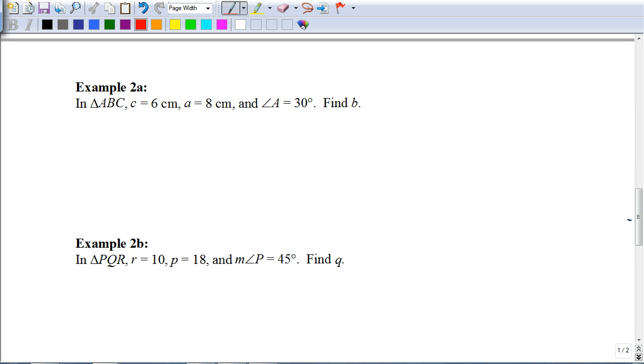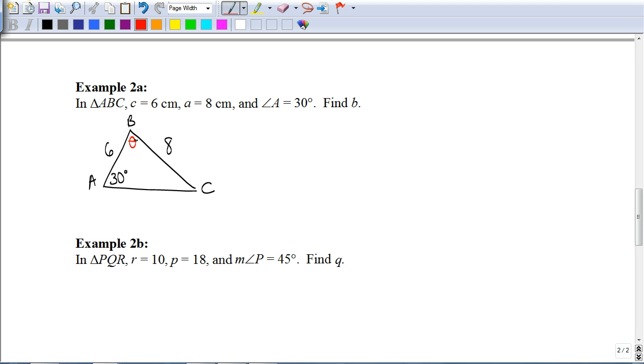Okay, let's try this one. It says in triangle ABC, side C is 6 centimeters, so that's across from angle C. Side A is 8 centimeters, that's across from angle A. And angle A is 30 degrees. I need to figure out what angle B is.